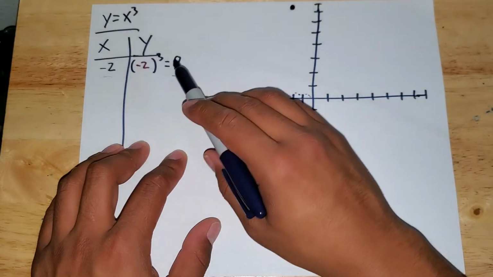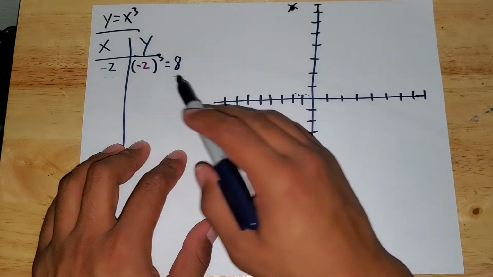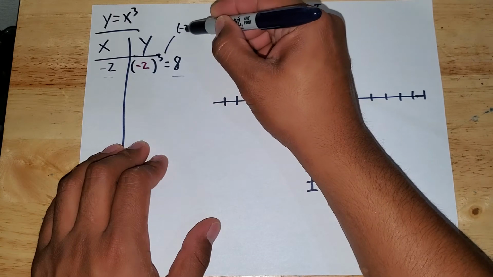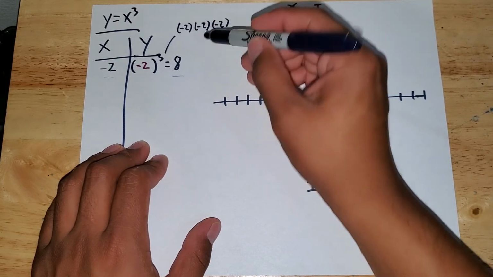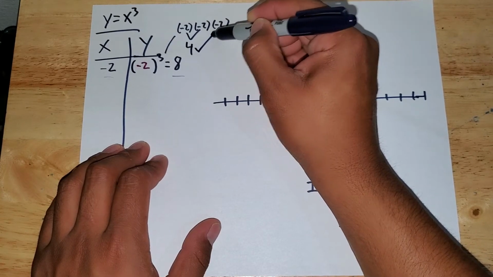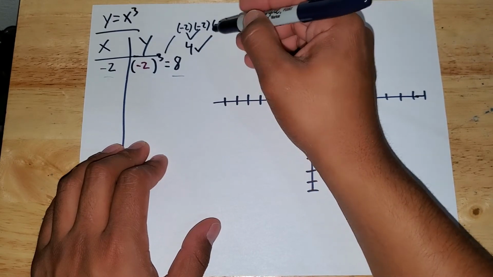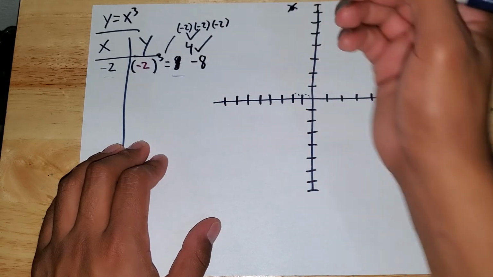Oh, I made a mistake on this one, because what this is saying here is negative 2 times negative 2 times negative 2. And we know negative 2 times negative 2 is going to give us a positive 4. But when you multiply with this extra negative 2, it's going to leave you with negative 8.